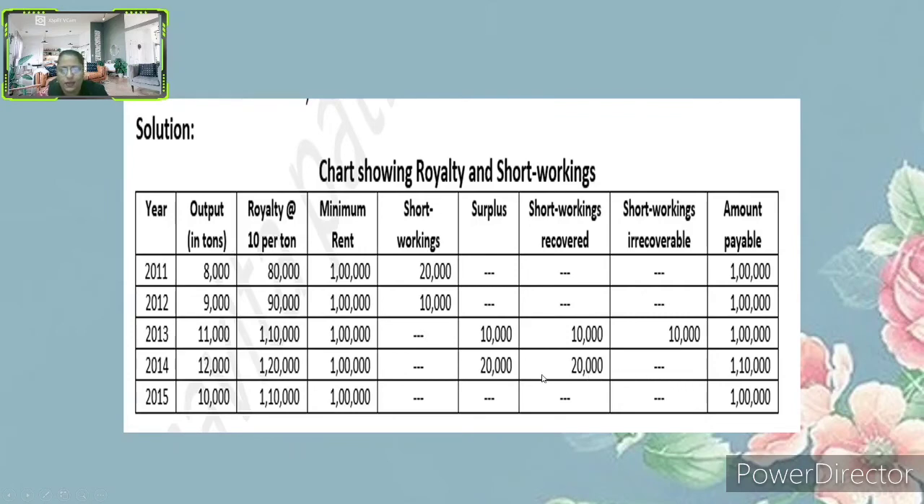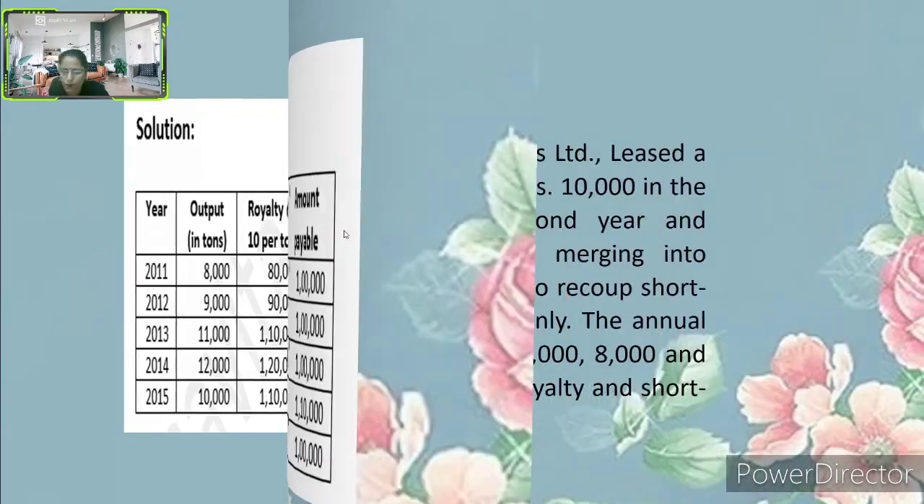Then this is the amount payable: 1 lakh, 1 lakh, 1 lakh. Here 1 lakh 10,000, the 10,000 will be added to this, that is the surplus remaining, and the 1 lakh finally. This is the amount payable. This is the way to solve the problem.